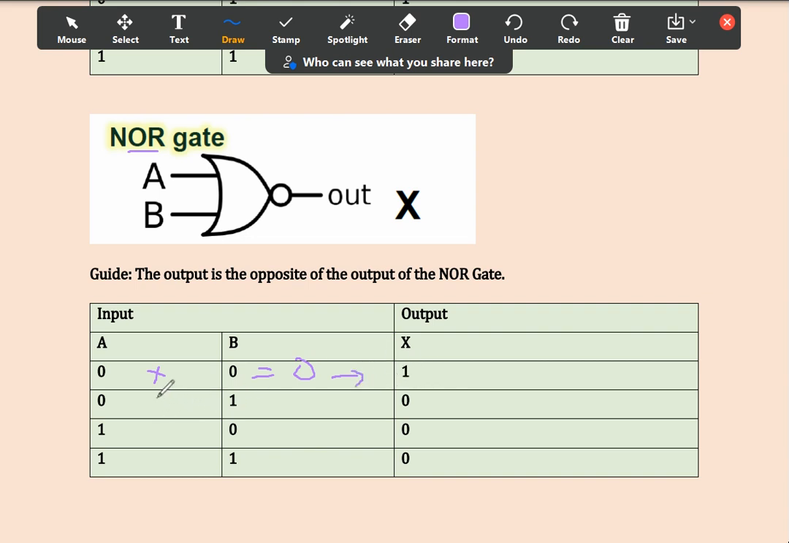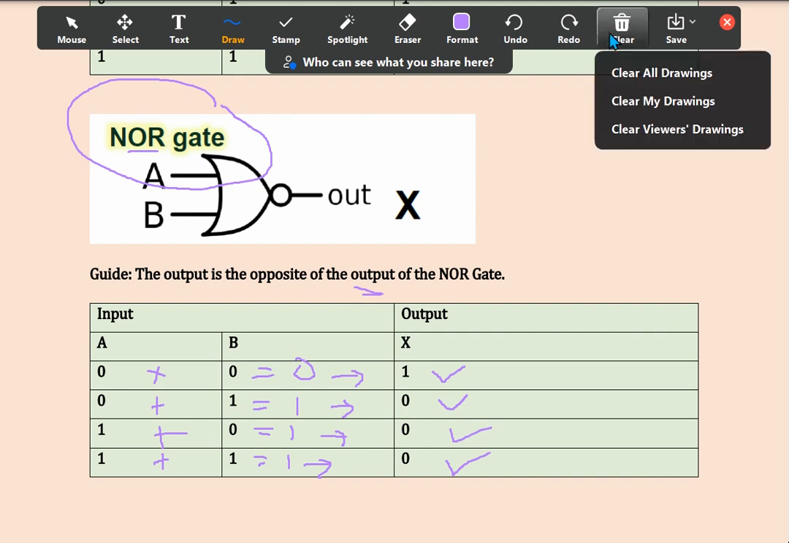In this case, if we add this, that's equal to 1, and again it's 0 for its opposite. Same here, it's equal to 1, so we now have 0 for the output. In this case, it's 1 as well, and again 0 for the output. Therefore, we have 1, 0, 0, and 0 for the outputs of the NOR gate. Just take note that the NOR gate is simply the opposite output of the OR gate.